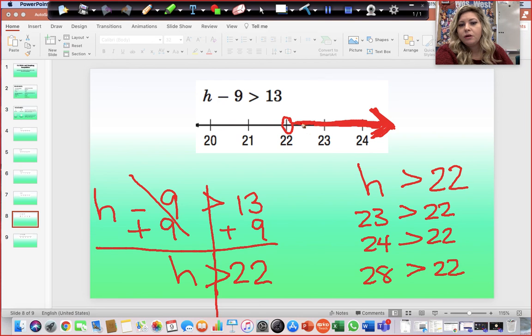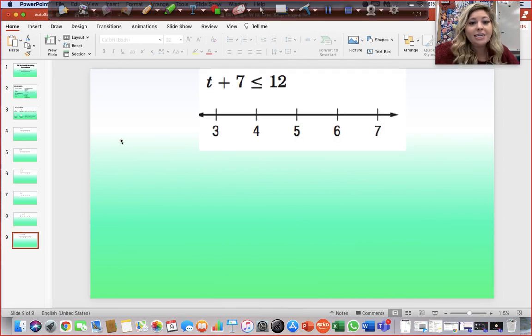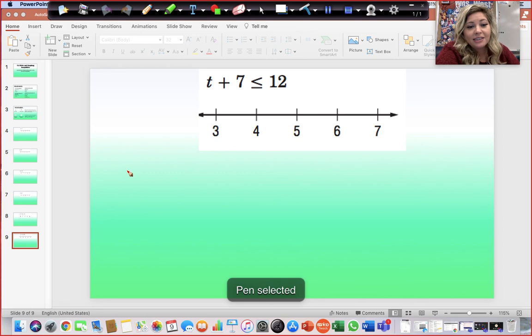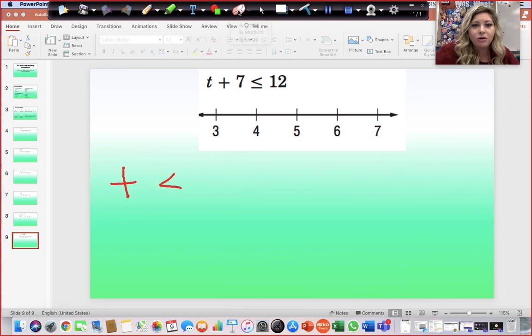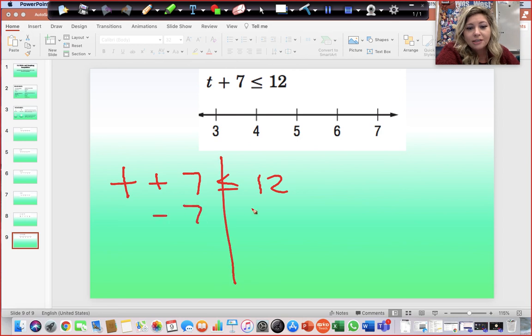Okay, we've got one more like that, and then we are done for today. Oops, sorry. Let's make this quickly. Okay, t plus 7 is less than or equal to... I'm trying to rush, and I can't. t plus 7 is less than or equal to 12. We want to solve by subtracting 7 on both sides. This cancels. t is less than or equal to 5.